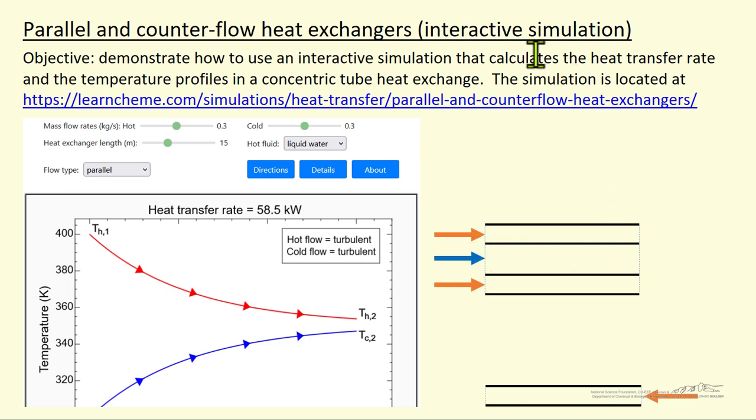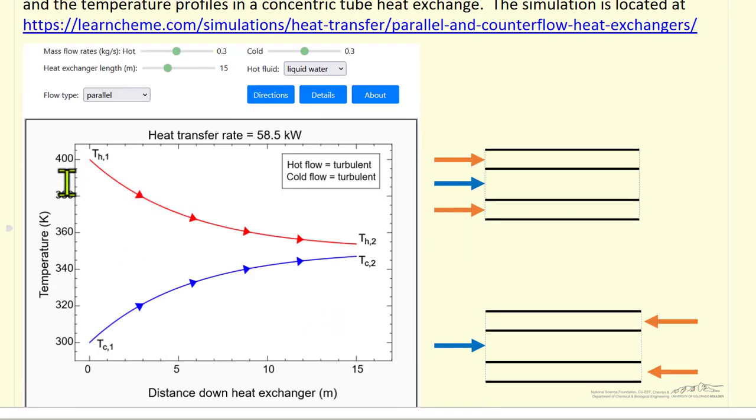the tube. The simulation is located here, and then I'm showing a snapshot of what the temperature profiles look like for this parallel flow arrangement. And so the hot fluid temperature decreases, cold fluid temperature increases, that's the objective of the heat exchanger.